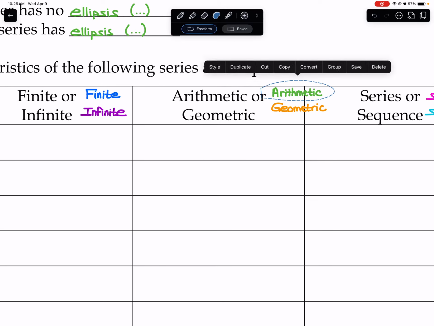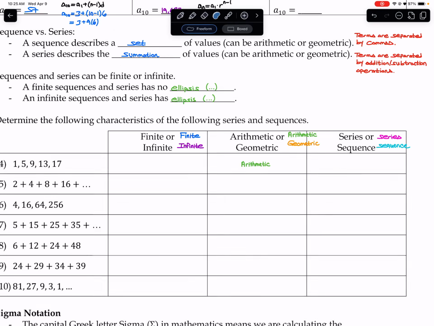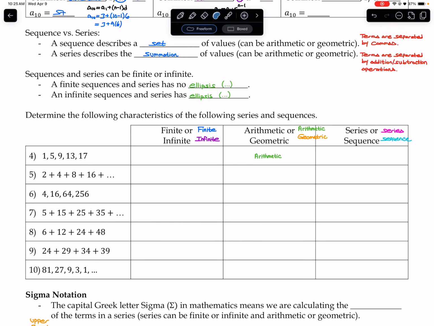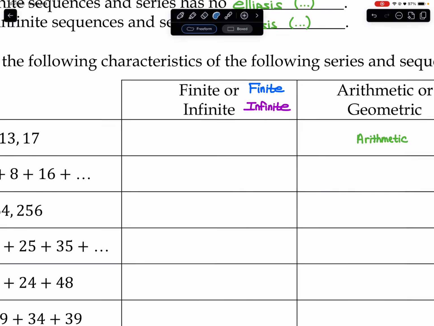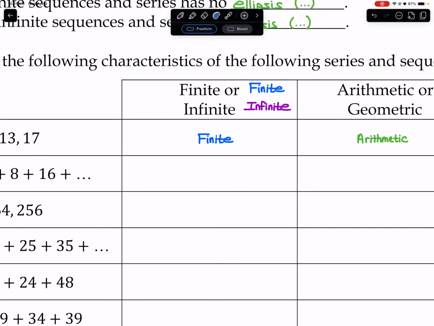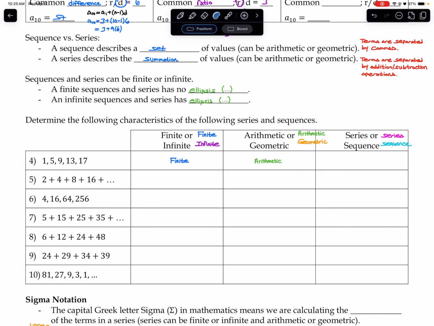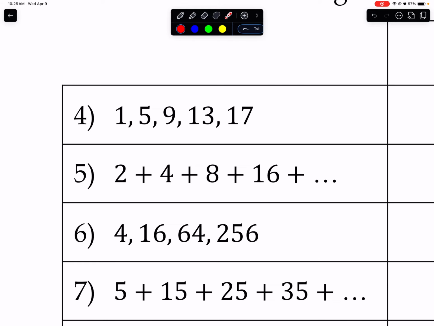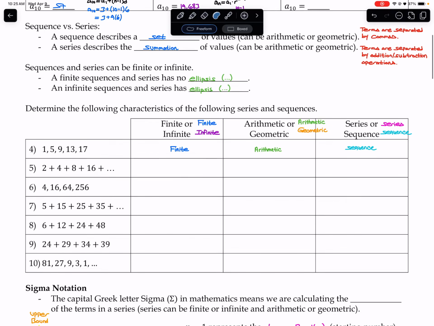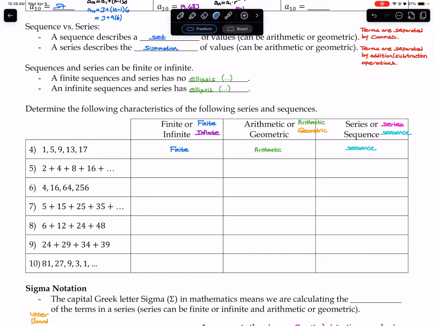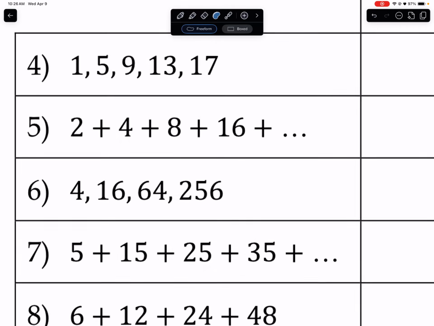So what I'm going to do is I'm just going to duplicate and then bring it down. And then there is no ellipsis at the very end, which tells me that this is going to be finite. Then, looking at the next part, we want to determine if it's going to be a sequence or a series. Well, I see commas here, which is an indication to me that it's going to be a sequence. I figured copying and pasting will be way easier and quicker than just writing it all out 20,000 times.